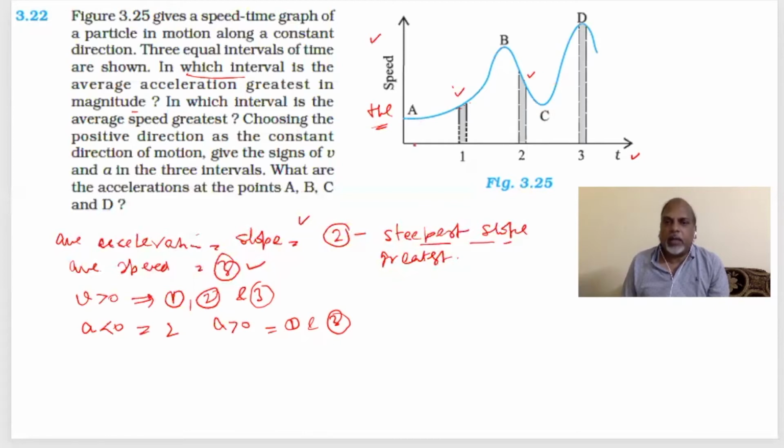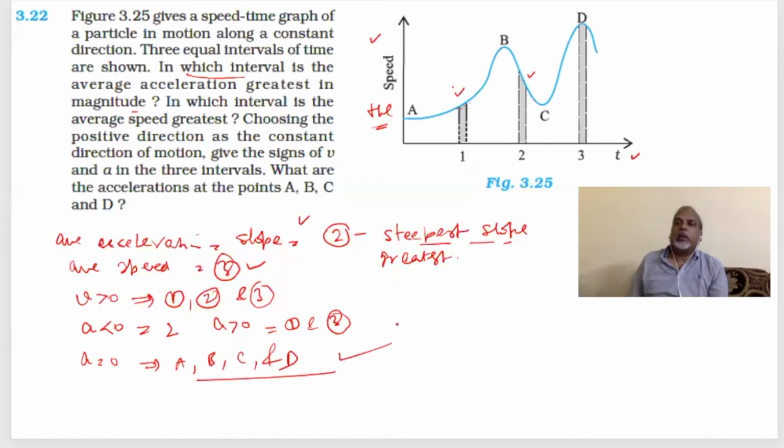you will find the tangent is nothing but parallel to the t axis. Here also, since it is the crest, if you make a tangent, it will be parallel to t. Here also it will be parallel to t. Likewise, D also parallel. So at all these portions, there won't be any slope because the tangent will be parallel to the t axis. That means a is equal to 0 at A, B, C, and D. So this is the answer.